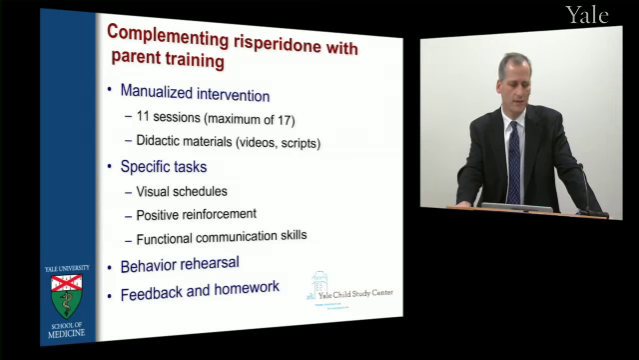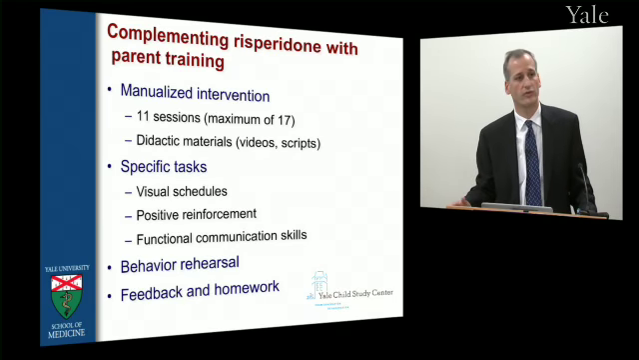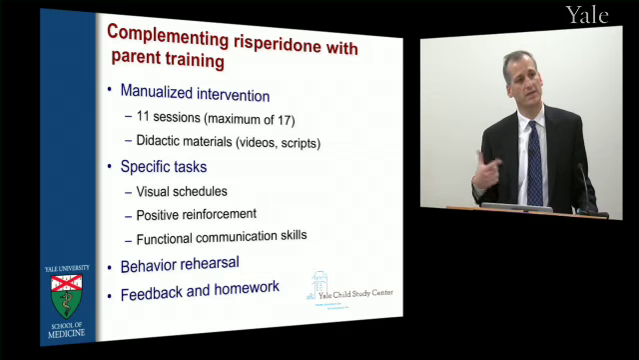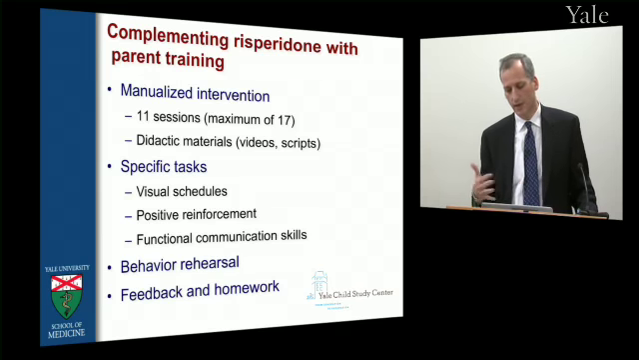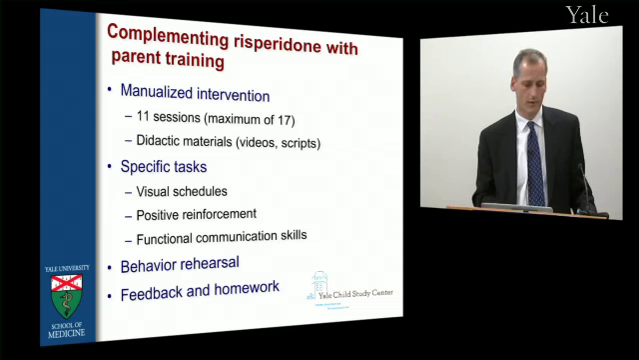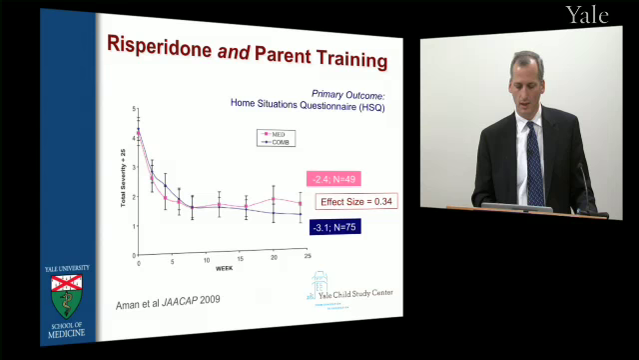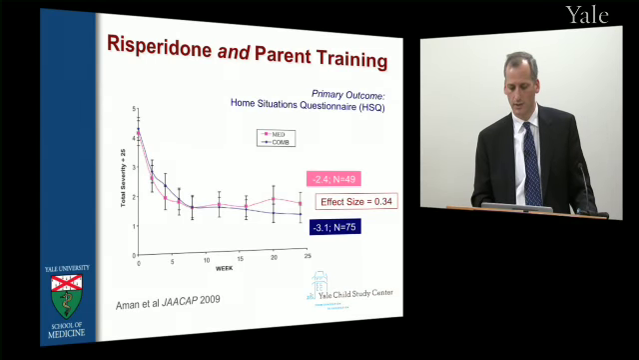In this case, they used a manualized intervention, 11 sessions, 12 sessions. There are a range of didactic materials that included videos, scripts, specific tasks that would be done with a child, reinforcement, positive reinforcement for doing things well, some functional communication skills, helping the child better identify needs and wants, and having behavioral rehearsal for problematic behaviors with extensive feedback and homework.